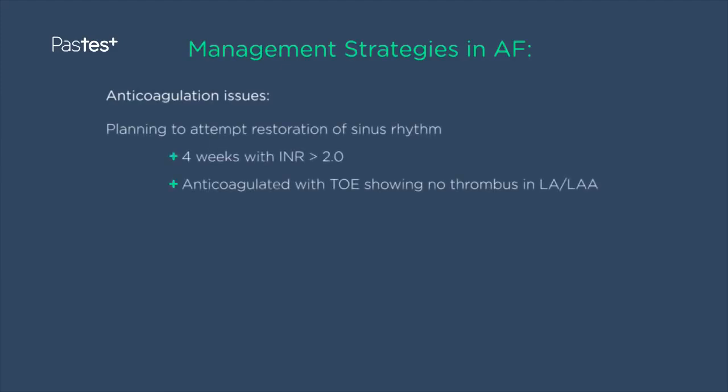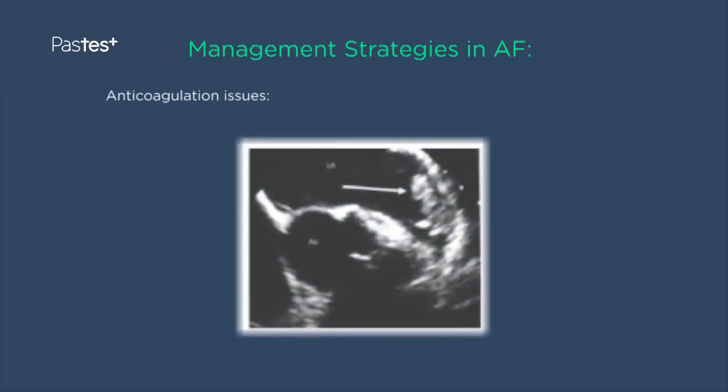So if we want to try and restore sinus rhythm in these patients, we need to ensure adequate anticoagulation with an INR of more than 2 for a 4-week period prior to attempted cardioversion. Or we need to ensure that the patient is adequately anticoagulated and then perform a transesophageal echocardiogram to demonstrate that there's no thrombus in the left atrium or left atrial appendage.